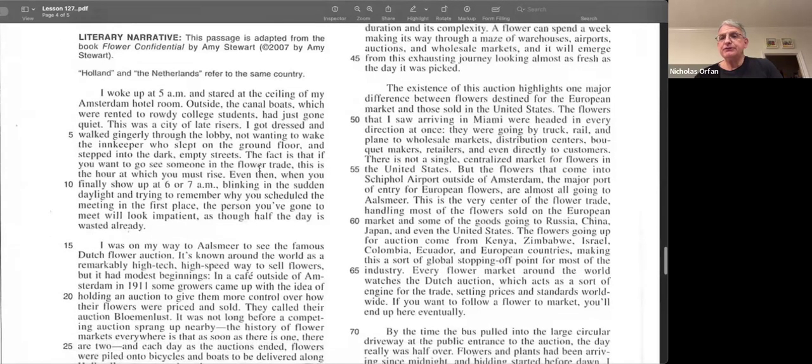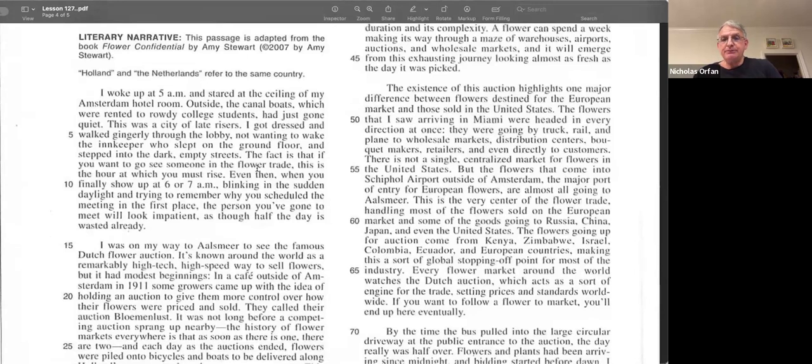The existence of this auction highlights one major difference between flowers destined for the European market and those sold in the United States. The flowers that I saw arriving in Miami were headed in every direction at once. They were going by truck, rail, and plane to wholesale markets, distribution centers, bouquet makers, retailers, and even directly to customers. There is not a single centralized market for flowers in the United States.